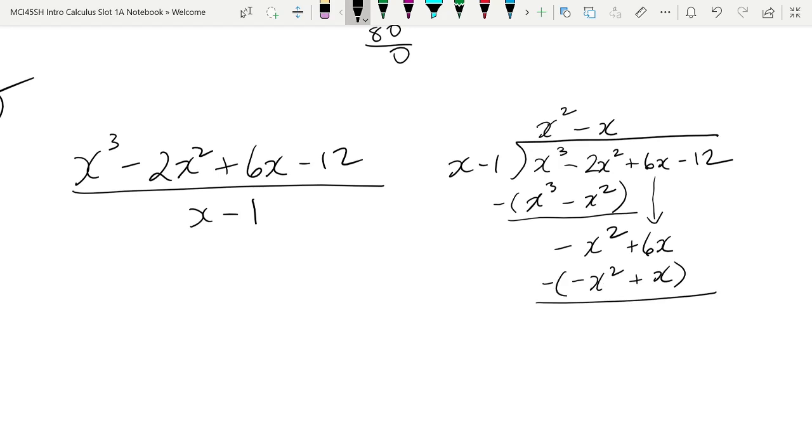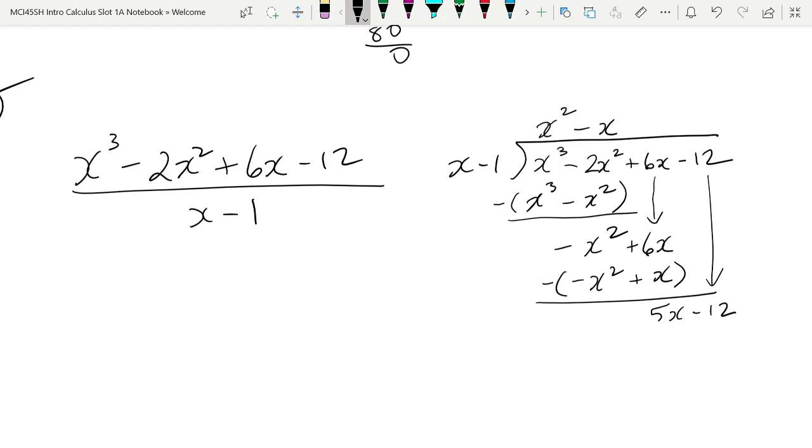In math, we call this an algorithm, right? It's a series of steps that gets us to the answer. That's what long division is. It's an algorithm. So negative x squared minus negative x squared cancels. That was the point. And 6x minus x is 5x. And I bring down my last thing here, minus 12.